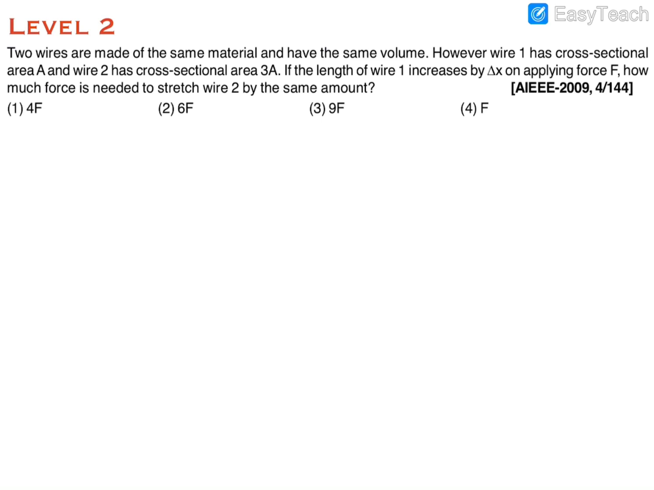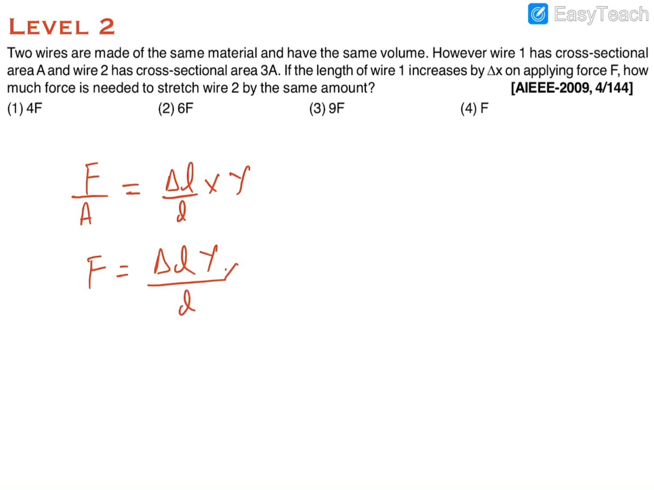So we can see that the force upon area is equal to delta L by L into gamma. The material of the wires is the same, therefore gamma is the same, and F is equal to delta L gamma by L into area. Now if I multiply both sides by A, you can see that F becomes delta L gamma A square by V, where A into L is volume.